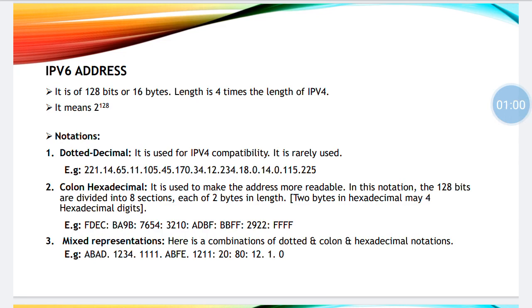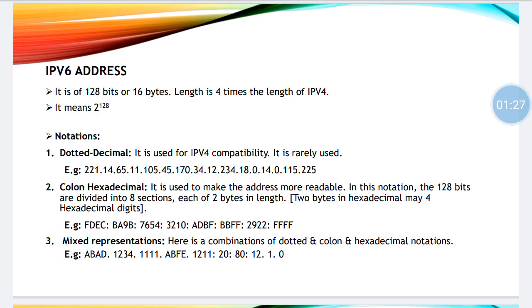In case you remember, IPv4 address was of 32 bits. So here IPv6 address is of 128 bits or 16 bytes. So obviously the length is 4 times the length of IPv4. In IPv4 we also had notations, or how to represent or write those IPv4 addresses. In a similar fashion, we have notations for IPv6 as well.